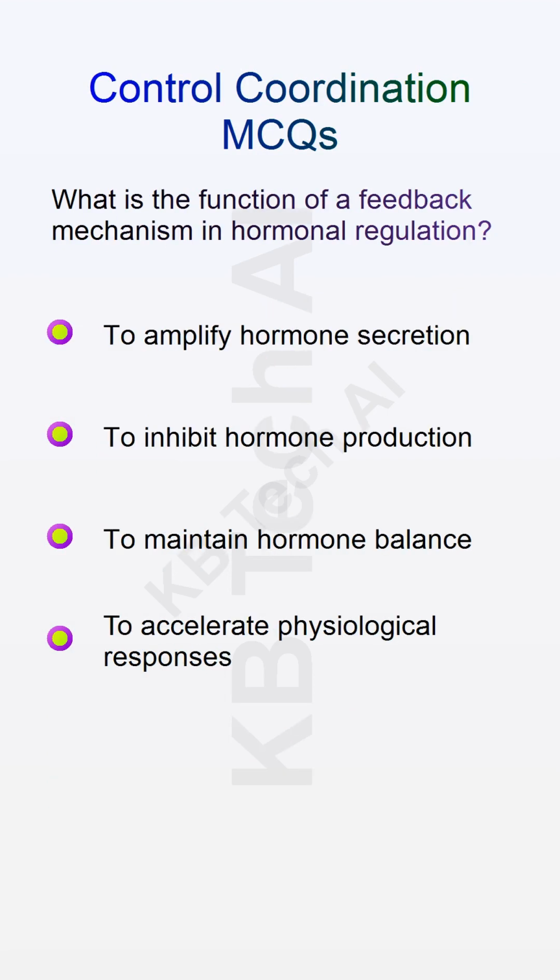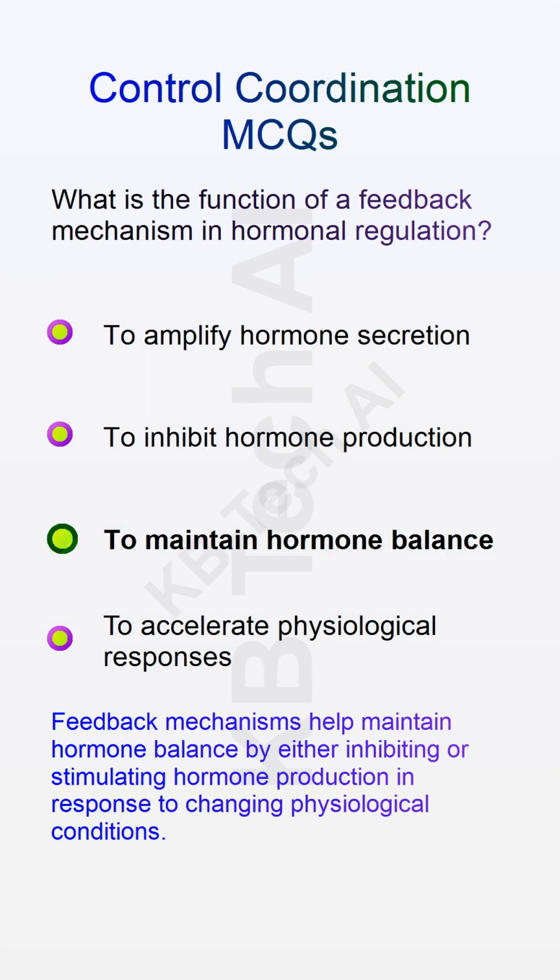What is the function of a feedback mechanism in hormonal regulation? Option 1, to amplify hormone secretion, option 2, to inhibit hormone production, option 3, to maintain hormone balance, option 4, to accelerate physiological responses. The answer is, option 3, to maintain hormone balance.